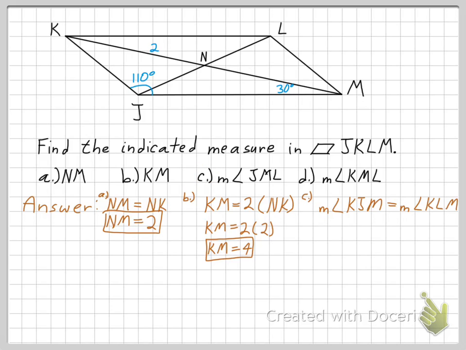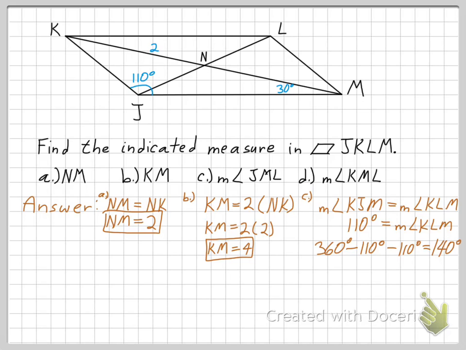We have that the measure of angle KJM, this angle KJM, is equal to the measure of angle KLM, right? Because if a quadrilateral is a parallelogram, then its opposite angles are congruent. So this whole entire angle must equal that whole entire angle. And we know it's given that KJM is 110 degrees. So by substitution, we plug in 110 degrees for angle KJM. And so the measure of angle KLM, right here, this must also be 110 degrees.